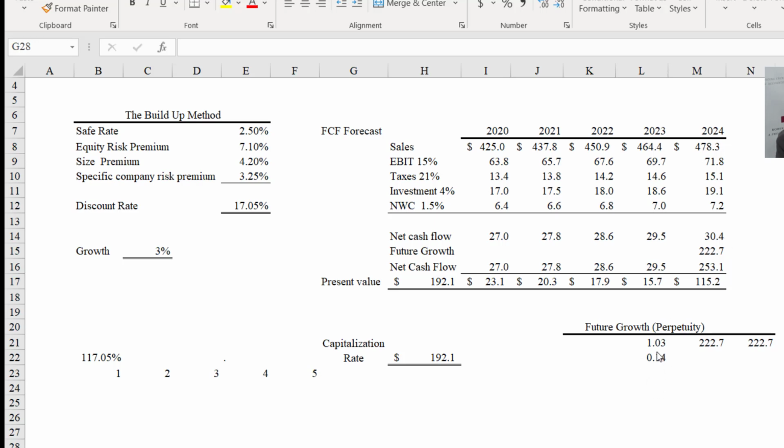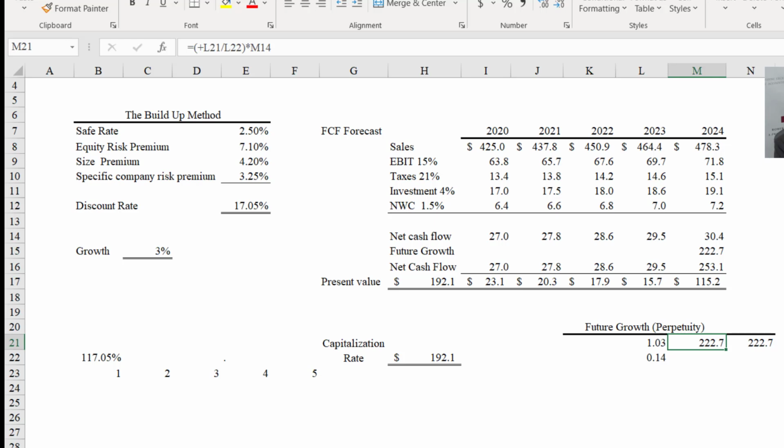Here's the formula. Basically, we're going to take our growth rate, which is 1.03, and divide it by our discount rate minus our growth rate. And we're going to multiply this by our cash flow that we have here, which is 30 million point four. When you do this formula, it calculates what you're going to get in those out years. We get a net present value as of December 31st, 2024 of 222 million point seven. That's what all those cash flows are worth.